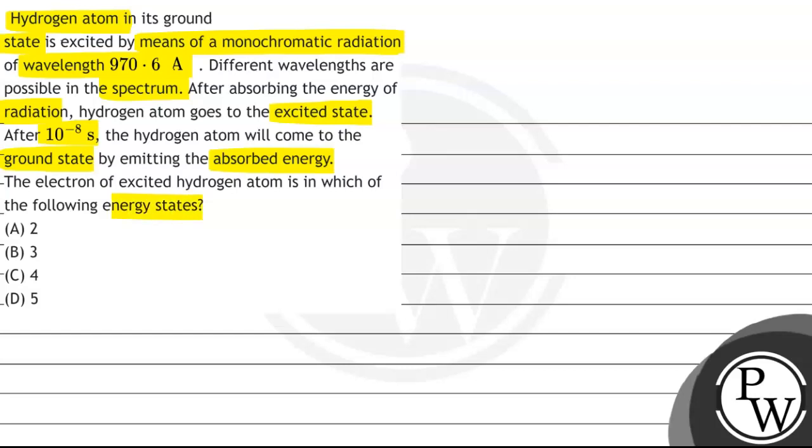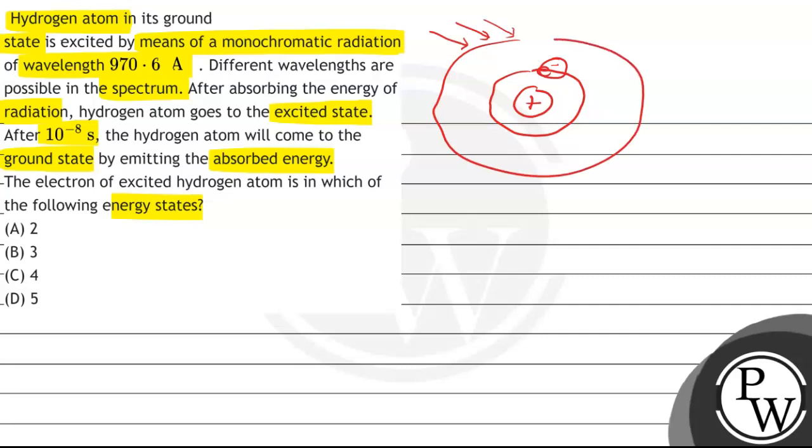So students, in this question we are given a hydrogen atom in which electron is rotating in the ground state, and when electromagnetic radiation of wavelength 970.6 hits this electron, this gains some energy and jumps to some higher energy level, let's say nth energy level. So we have to find what is this nth energy level. So for that, please note the key concept of this question.